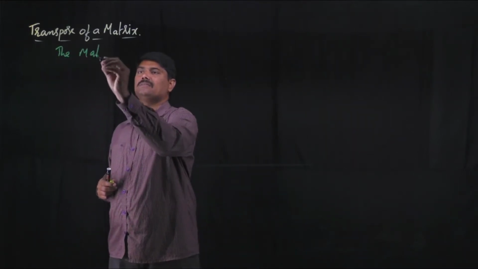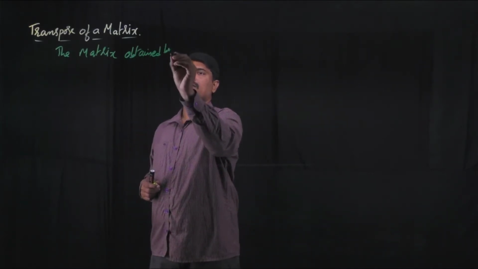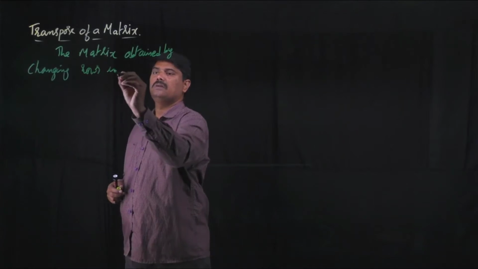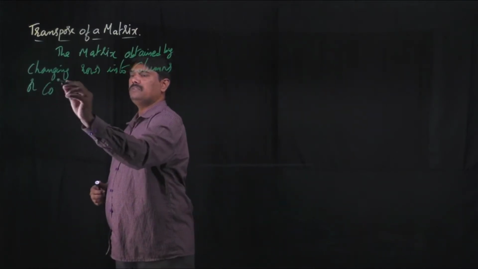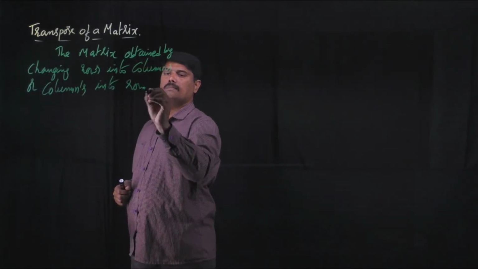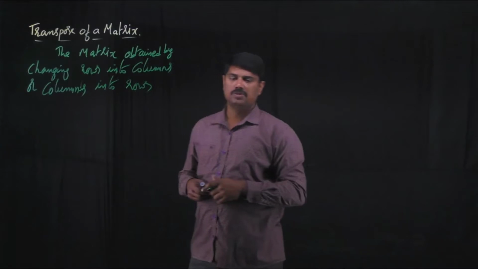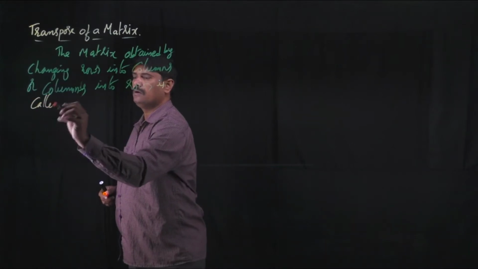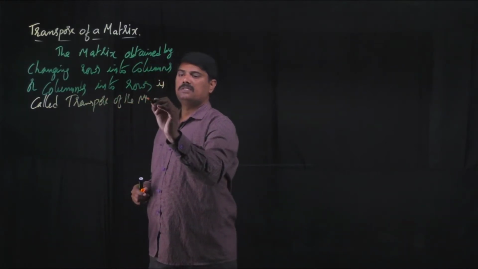The matrix obtained by changing rows into columns or columns into rows is called the transpose of the matrix. So this is a very simple concept.